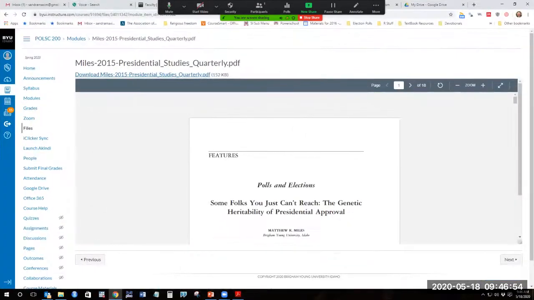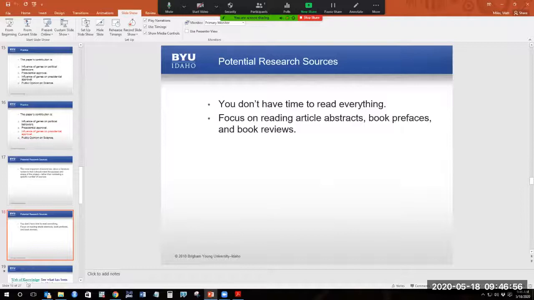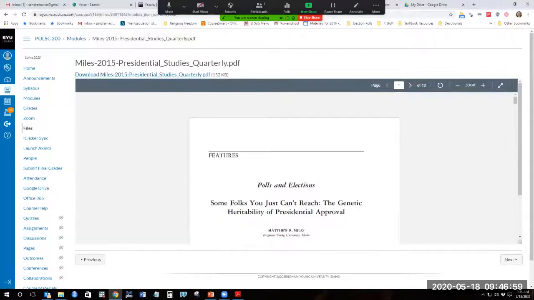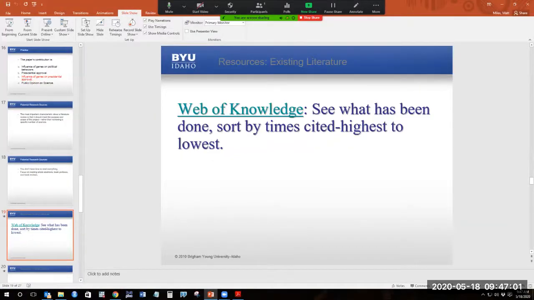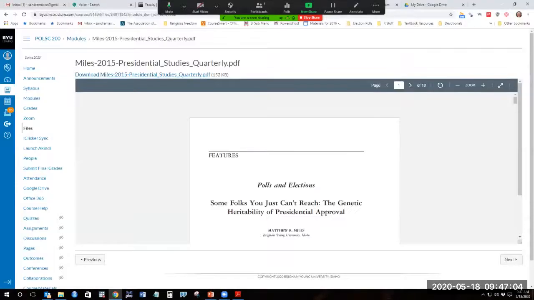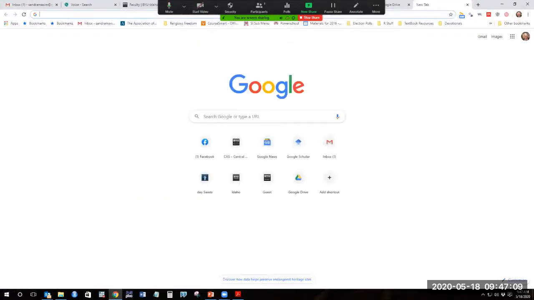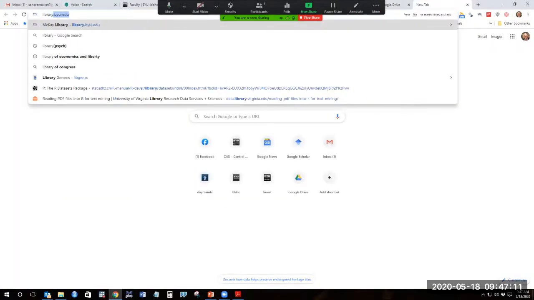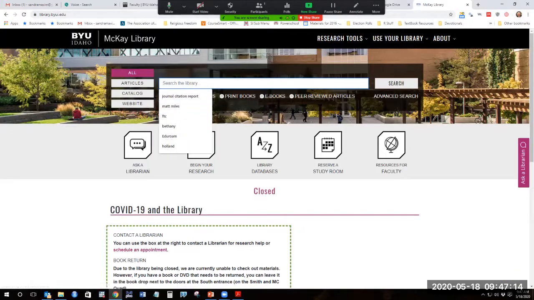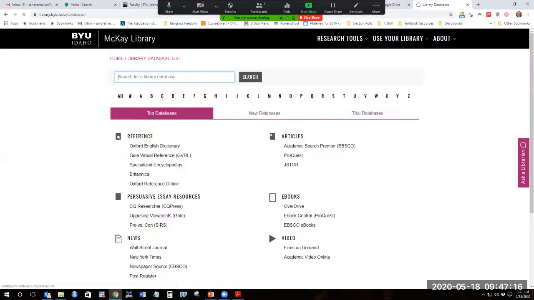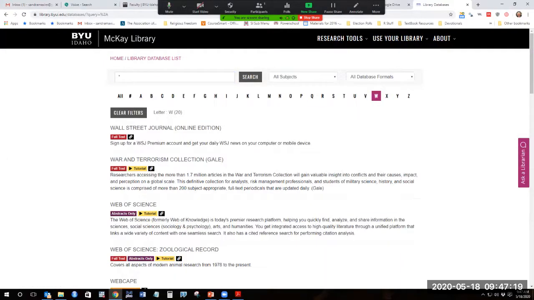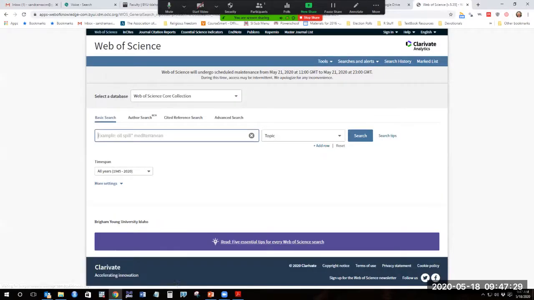So that's where Google Scholar comes in really handy. So the first one I'll show you is this Web of Knowledge. I'll just show you how to get there from the BYU Idaho webpage. So if I go to library.byui.edu, then I go for library databases, then I come over here to web, and then I go Web of Science. I click on that. You have to be on campus or you have to log into the library or whatever to do it. It's behind a paywall. But when you go there, this is really kind of a neat thing.